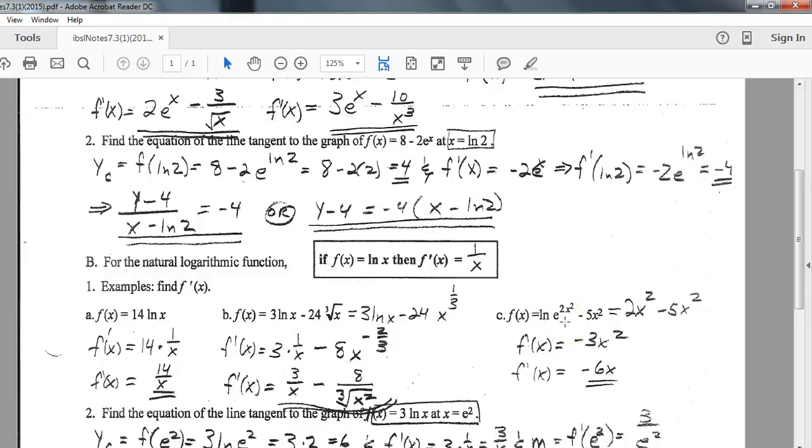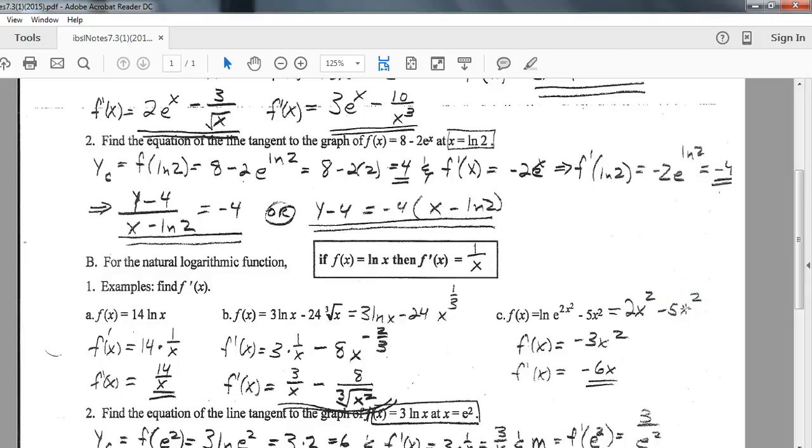You do have another rule at work here. If I have the log with a base that is the same as this, remember, there's automatically a base of e right here. So I've got natural log, base of e, to this power. That rule would tell you to eliminate all this information, and I'm just left with 2x squared for that. So this first term is 2x squared. My second term is negative 5x squared.